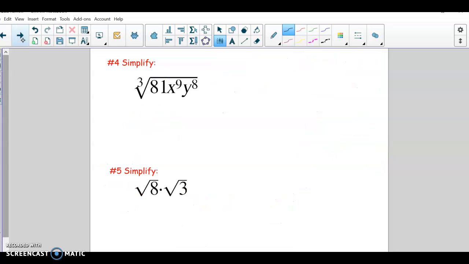Okay, so next up, a couple more simplified ones for you. And again, you always want to break it into the perfect and non-perfect part, even though number 5 will start a little bit different here, but that's the idea. So pause the video and give this a shot.